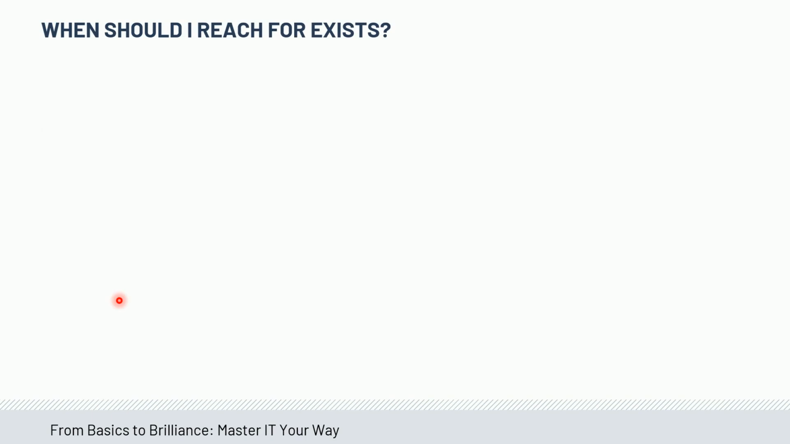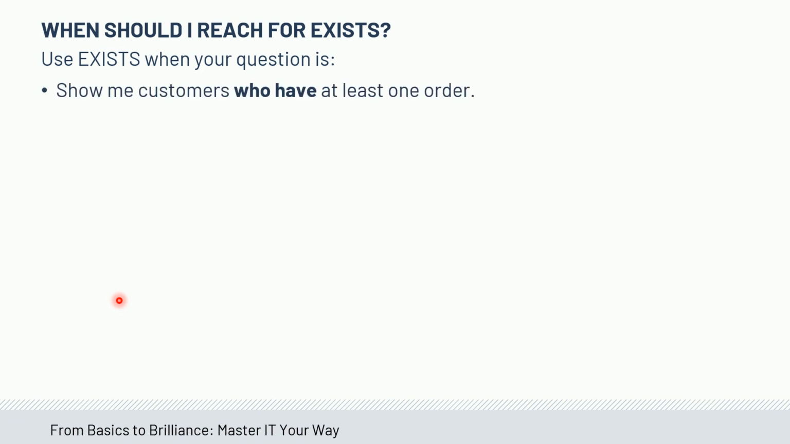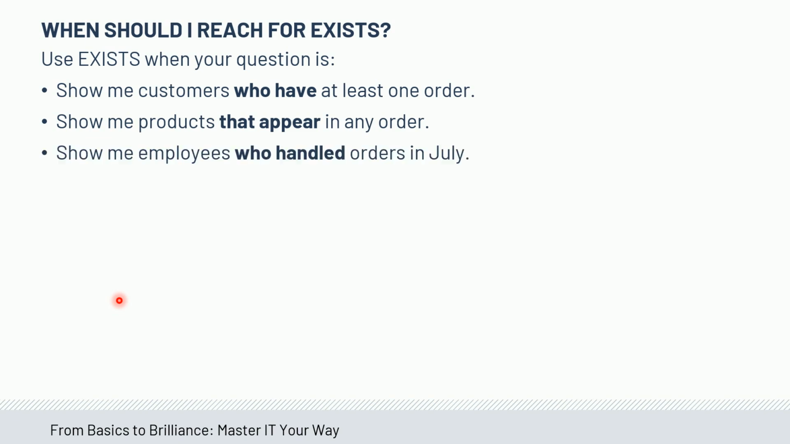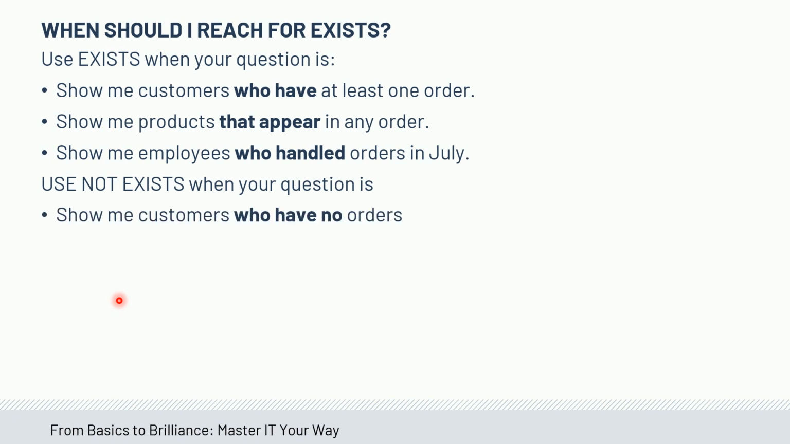So when should I reach for EXISTS as a data analyst? You use EXISTS when your question is: show me customers who have at least one order, show me products that appear in any order, and show me employees who handled orders in, let's say, July, August, September, whatever month. Use NOT EXISTS when your question is: show me customers who have no orders, and show me products never ordered.